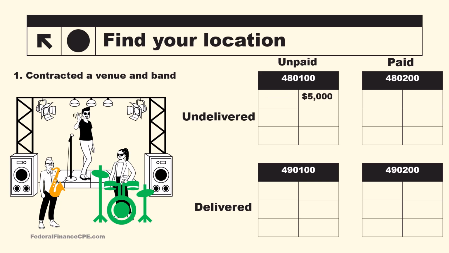Think about why this makes sense. We've made a legal commitment to pay, that's the obligation part. We haven't received the services yet, that's the undelivered part, and we haven't paid yet, that's unpaid. This is a classic example of how most obligations start their journey.